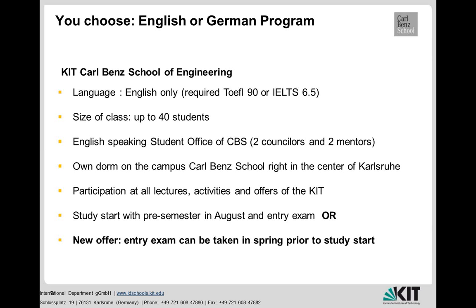You see our class sizes are very small, up to 40 students, and we also have an English-speaking student office for our students. We have 2 counselors dealing with all the organizational matters, and 2 mentors helping and supporting with the program, with all the questions concerning academics. We have our own dorm. Accommodation comes with the application if the student wants it, and the student can also participate in the regular activities of the whole KIT.